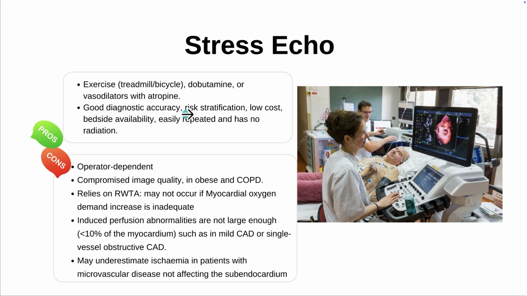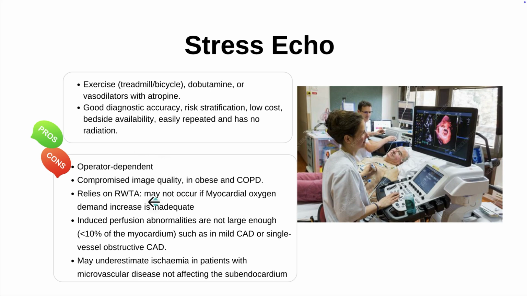Stress echo has good diagnostic accuracy, allows risk stratification, it's relatively cheap, it's available at the bedside, can be easily repeated, and has no radiation exposure. We can induce stress by exercise on a bicycle or with dobutamine and atropine. The problems with stress echo are that it's operator dependent and patient dependent, especially in obese patients where we have difficulty obtaining good images.